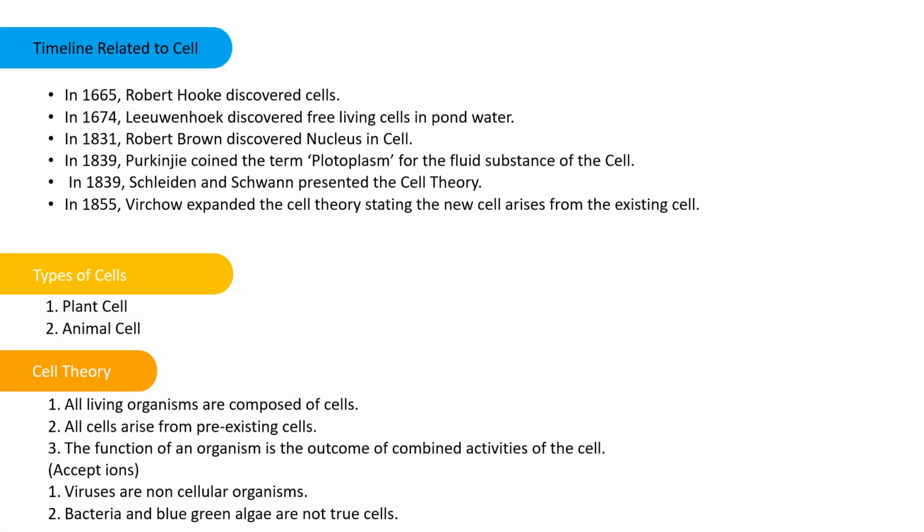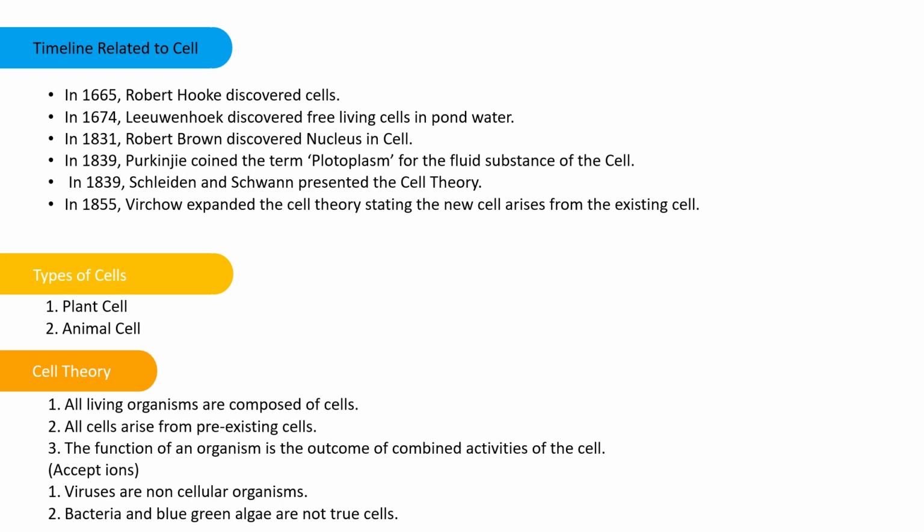Now we are going to have a look at the timeline related to the cell. These are the particular events that have helped us understand the cell better. In 1665, Robert Hooke discovered the cells. In 1674, Leeuwenhoek discovered free-living cells in pond water. In 1831, Robert Brown discovered the nucleus in the cell. In 1839, Purkinje coined the term protoplasm for the fluid substance of the cell. Today it is known as cytoplasm.